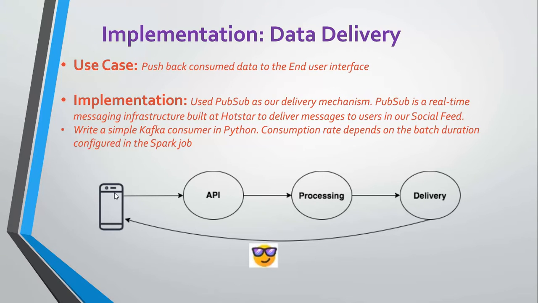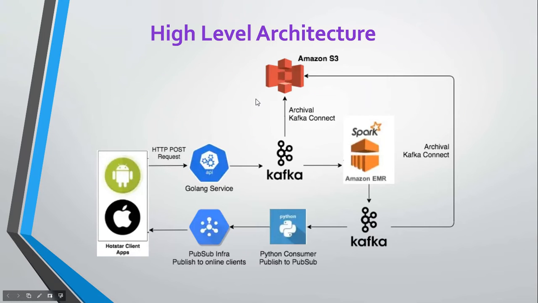With respect to data delivery, finally, we can see a high-level architecture. These are the things we have already discussed. We are using an API connection, getting that API connection using a Golang service for capturing, and then processing using Kafka streams, and also for the processing we are using Python here.